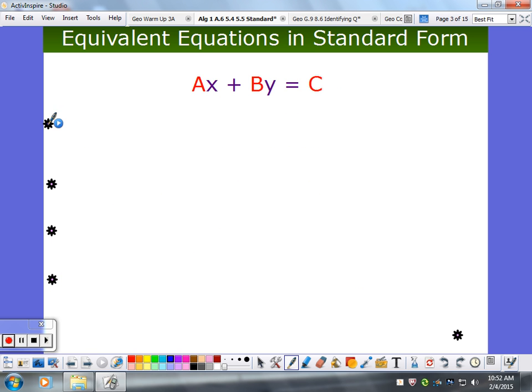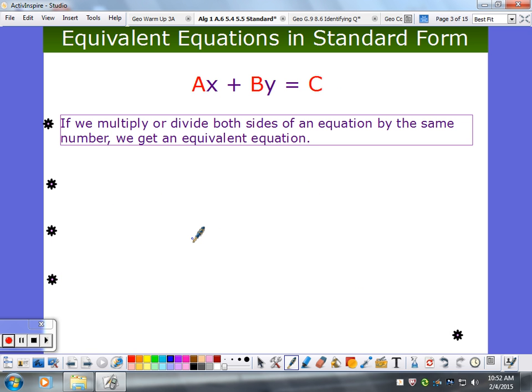Okay, so back to standard form here. There's some rules with these. Now remember our field properties. So if we multiply or divide both sides of the equation by the same number, they will still be equal. You get something that's equivalent. So when we solve equations, don't we say, okay, let's multiply both sides by 2, and you still have equals because you have that property of equality. That's true for standard form.